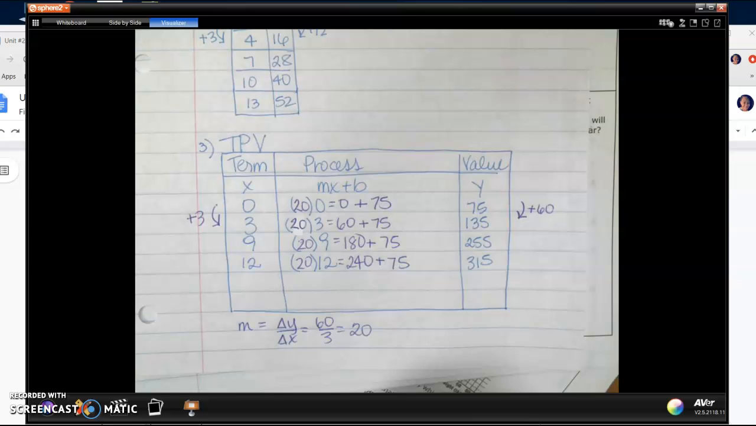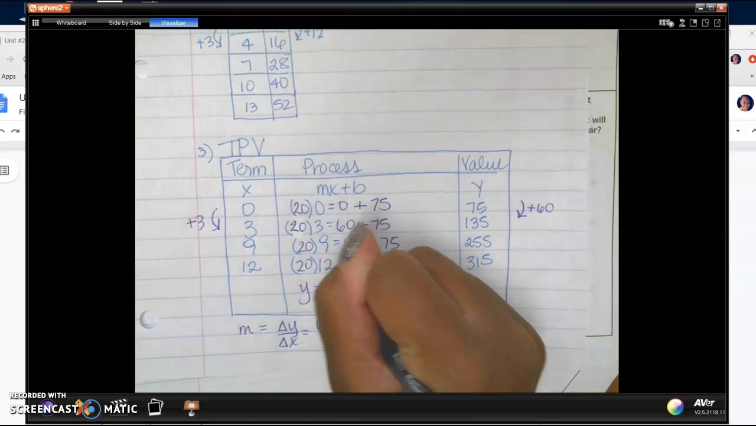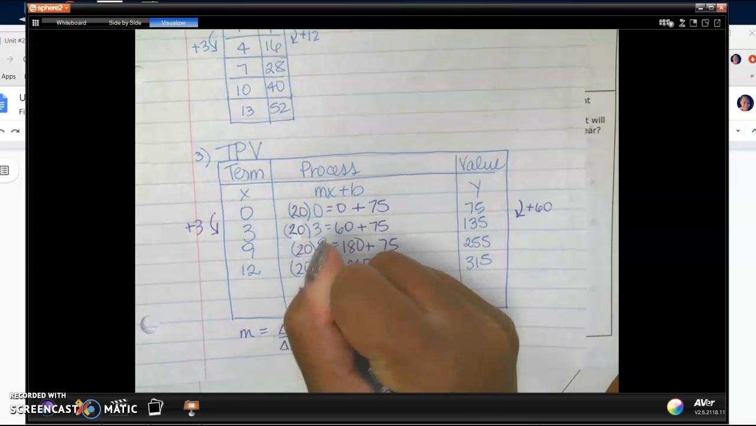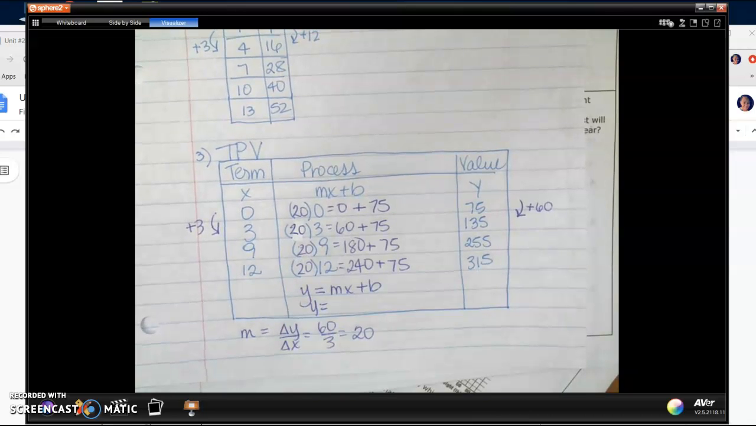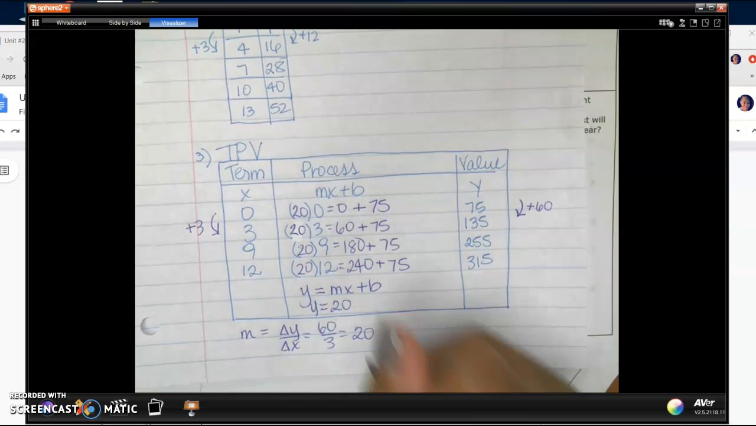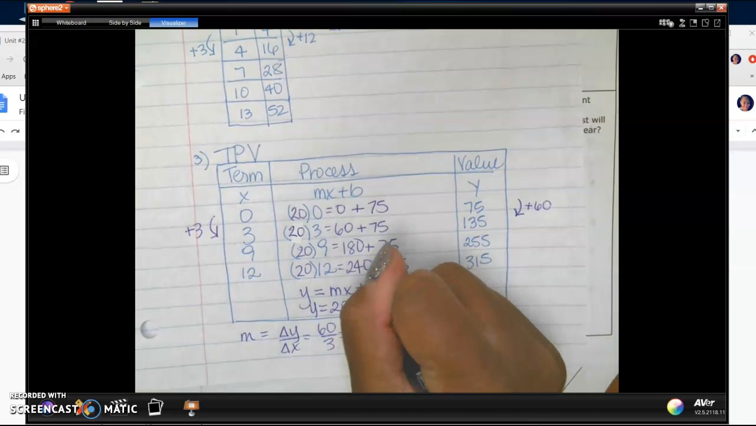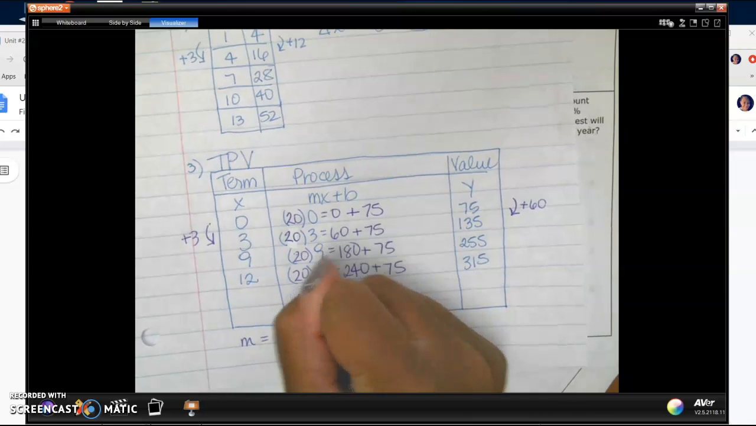So then with all of that being said, y equals mx plus b. What is my m? 20. So y equals 20 what? X. Then what? Plus 75. Excellent. There is my answer.